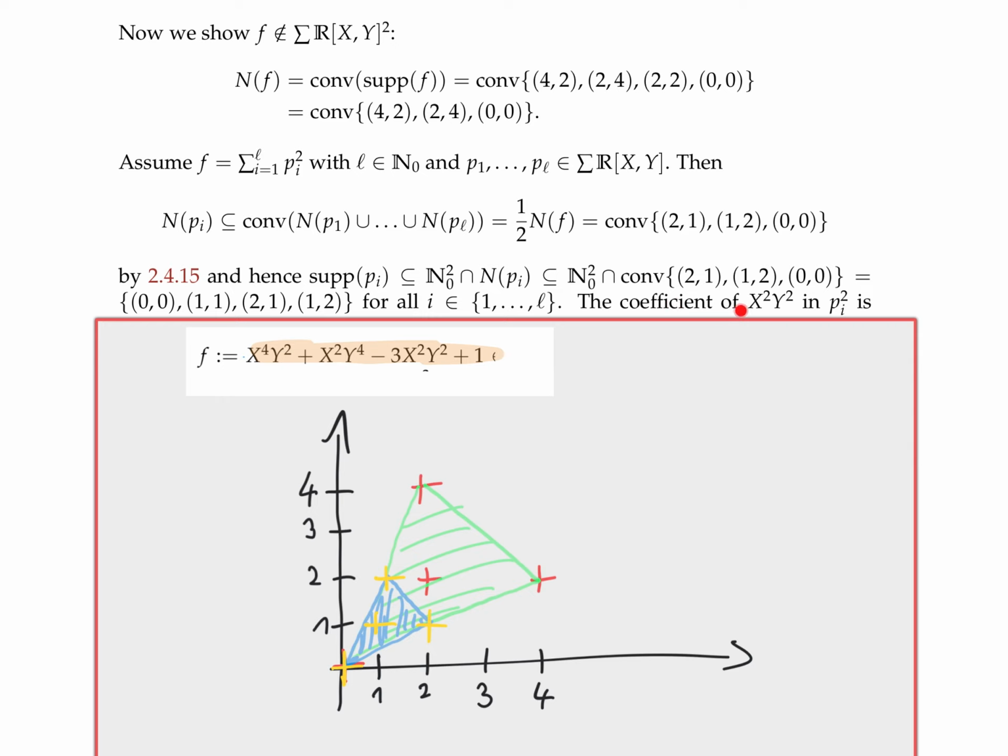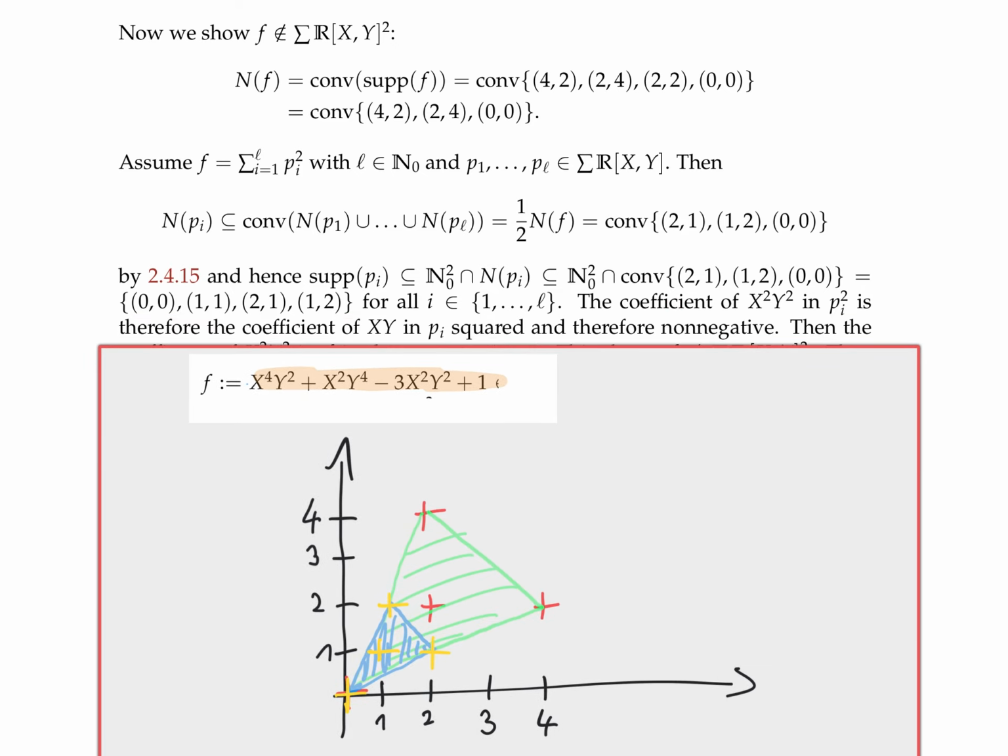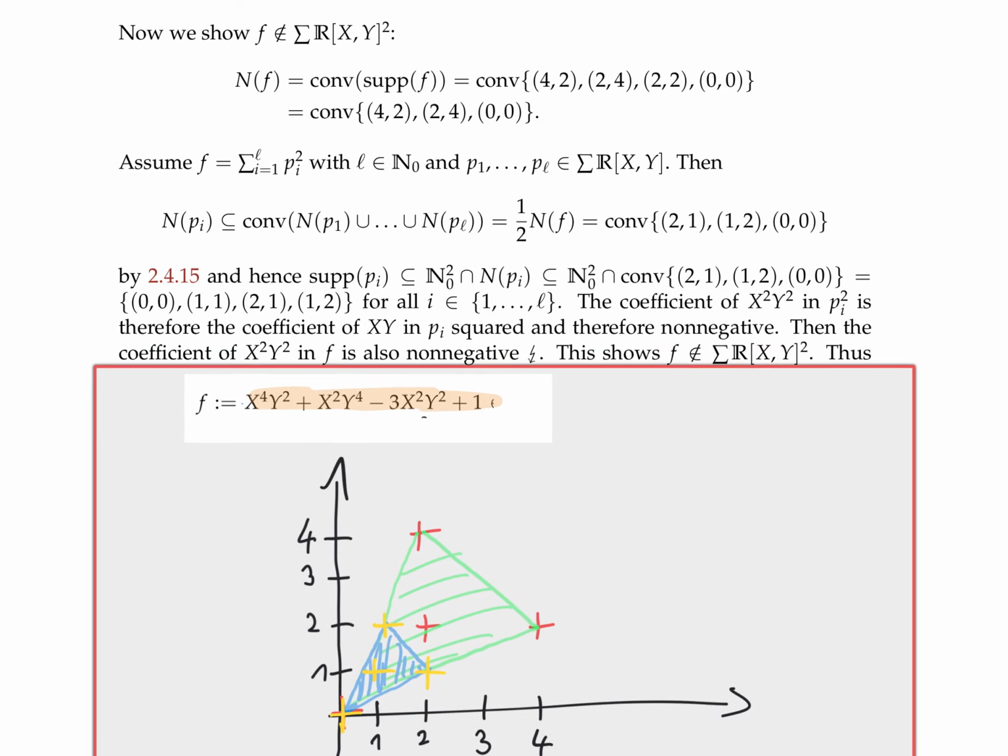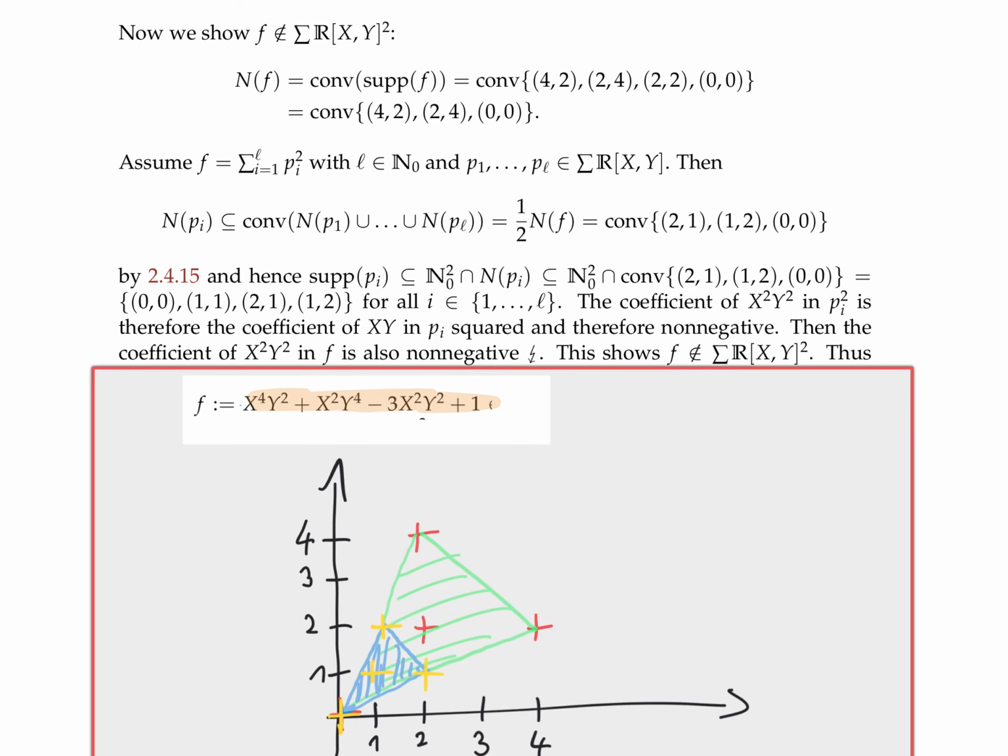So that means the coefficient of x squared y squared in pi squared is therefore the coefficient of xy in pi squared, right? And therefore non-negative. So for each pi, the coefficient corresponding to this monomial is non-negative. Yes, sorry, this coefficient is non-negative.